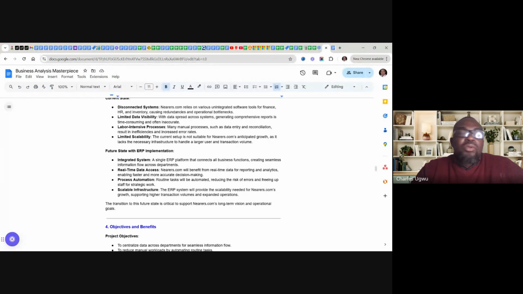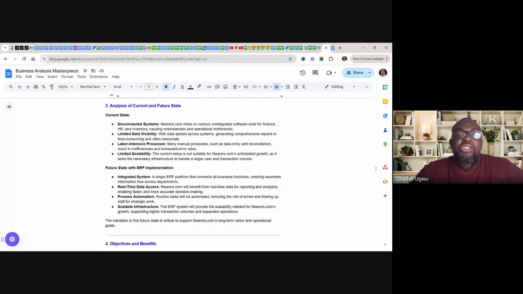All the small manual entry jobs we are doing need to be automated, and we want our staff to focus on strategic issues. Then scalability infrastructure. So we need scalable infrastructure. The ERP system will provide the scalability needed for Nearas.com's growth, supporting higher transaction volume and expanded operation. So that is our analysis.